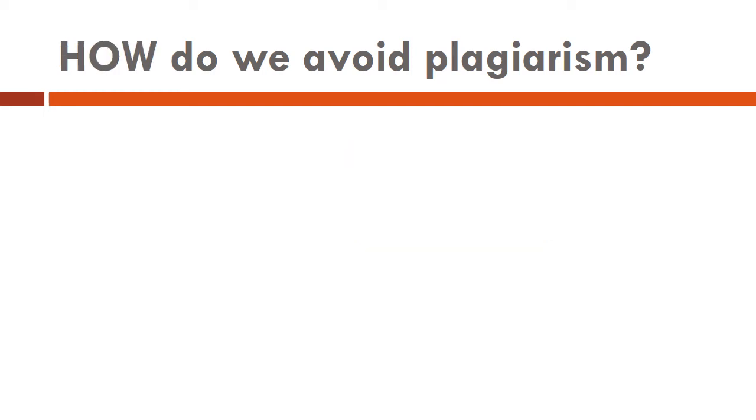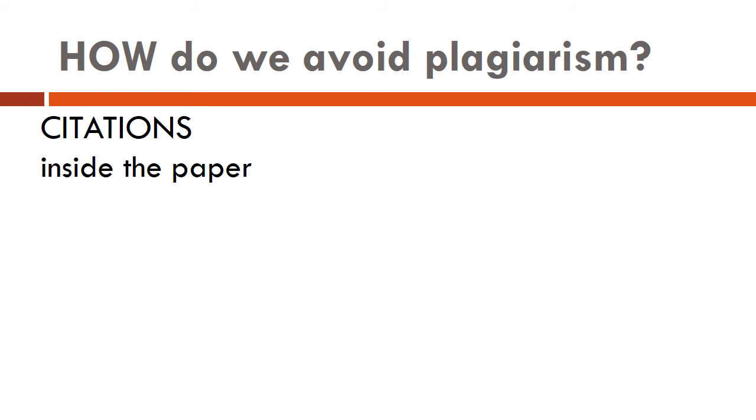So how do we avoid plagiarism? There are a few things that you are responsible for. One of those things is called citations. Citations are little notes inside of your paper, inside parentheses, that tell us who the original author is. You must use an in-text citation every time you summarize, every time you paraphrase, and every time you quote.